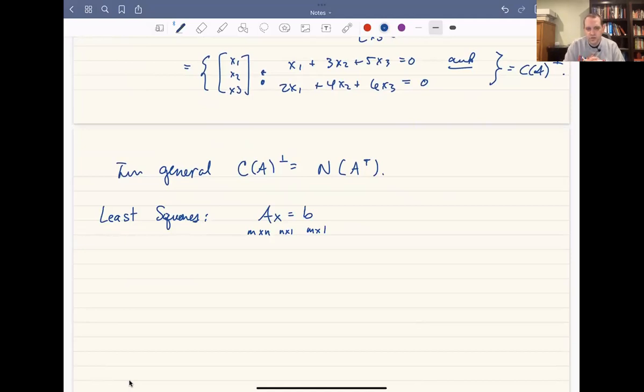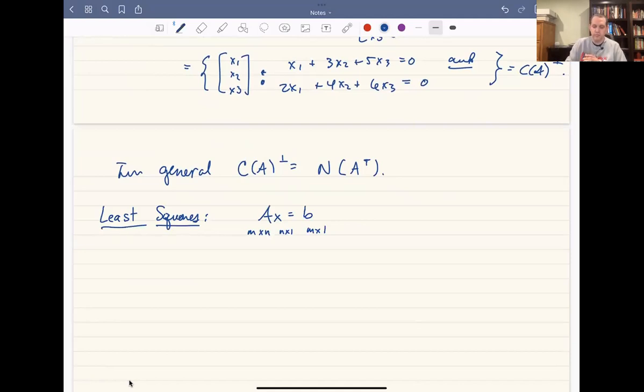And generally, we're going to be looking at systems that are inconsistent. And so what we did before is we looked at inconsistent systems and just said, no solution, that's the end of the story. But it turns out we can do a whole lot better. And this, again, is a very useful idea that comes up in statistics, among many other places.